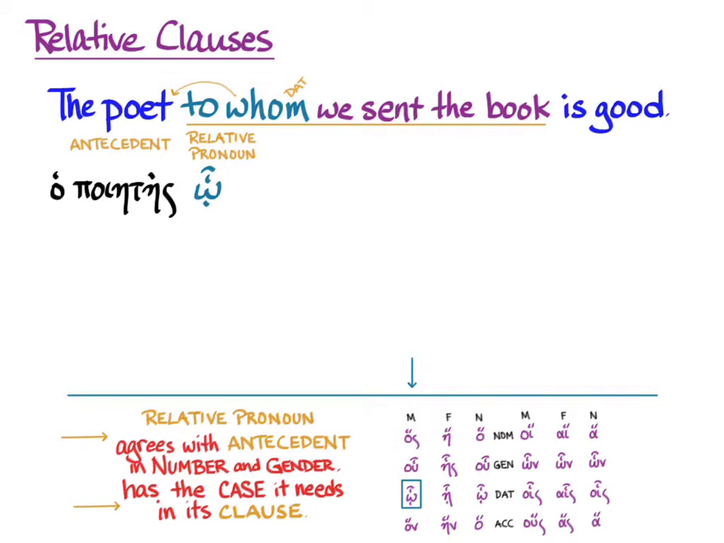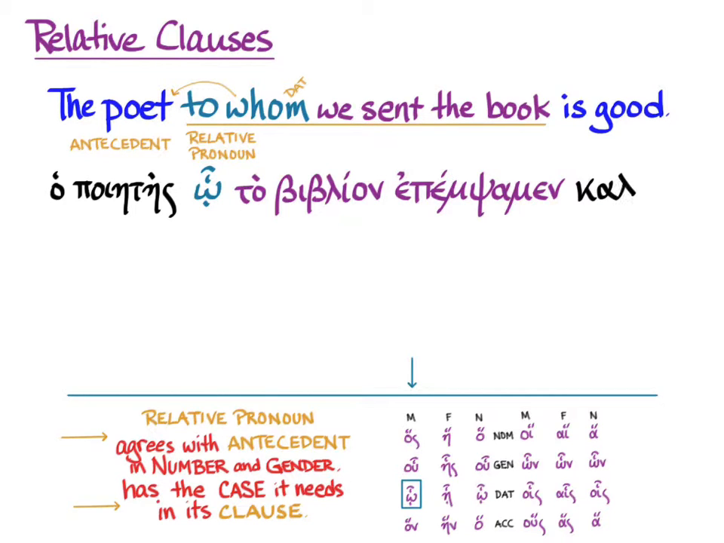So we write ho, and then the rest of the relative clause, and then we finish off our main clause with the kalos. Ha poietes, ho ta biblion epempsamen kalos. The poet to whom we sent the book is good. That's the poet I'm talking about. It's giving me more information, this relative clause, about the poet.